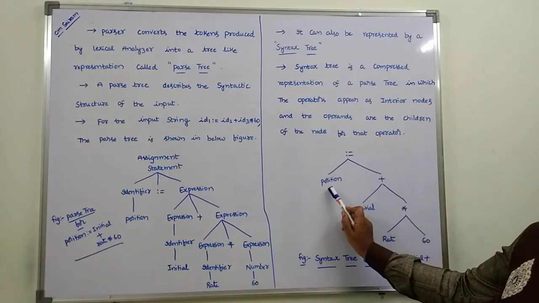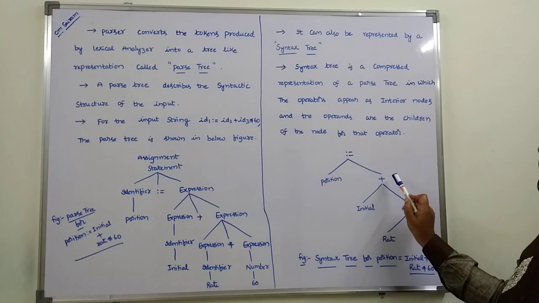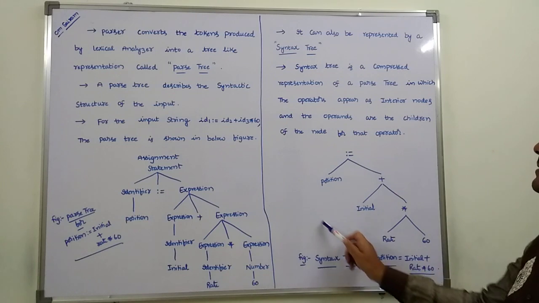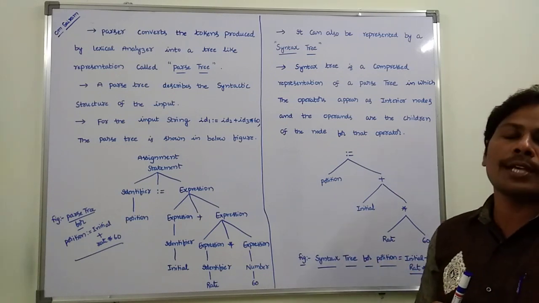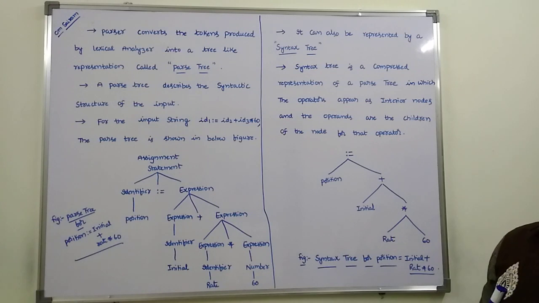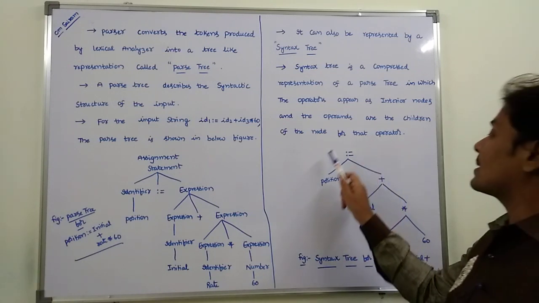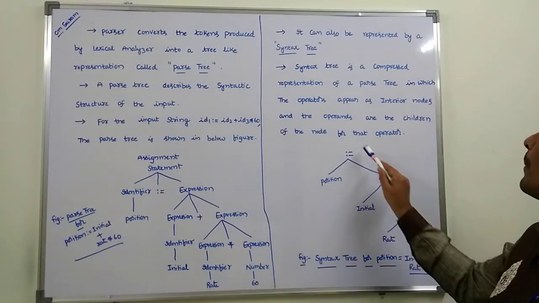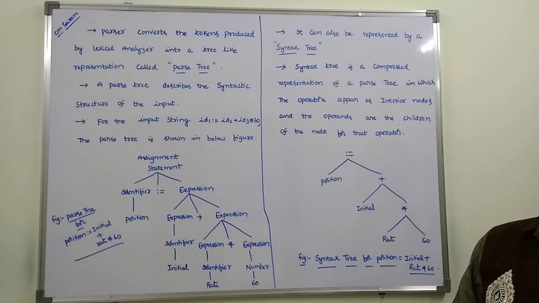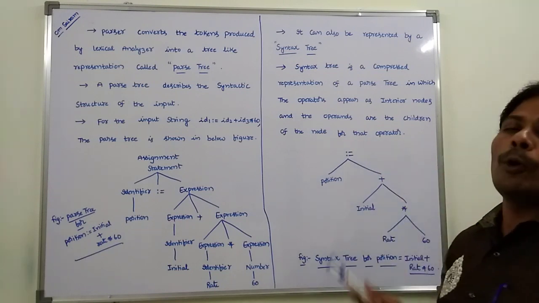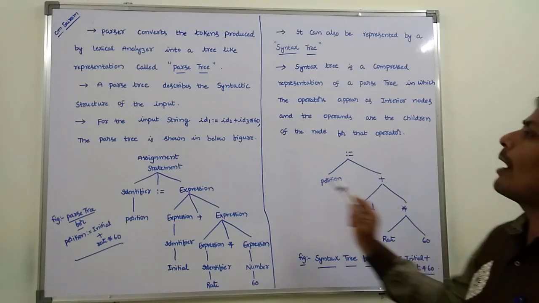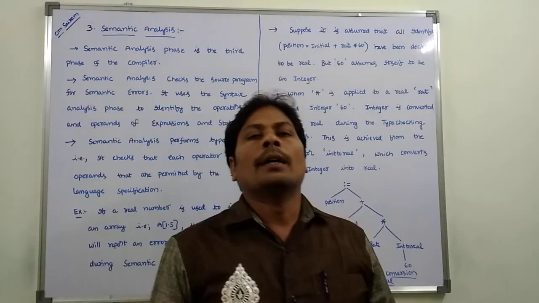So here, position is equal to initial plus rate into 60. This is the syntax tree for the input string, a compressed representation of the given parse tree. In this, operators are treated as interior nodes and operands as children of the operator node. So this is the syntax tree and this is the parse tree.